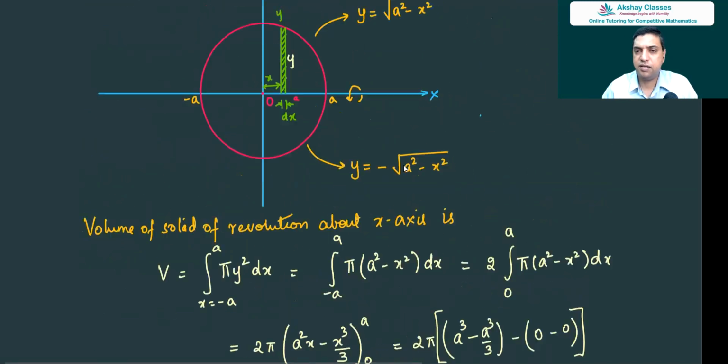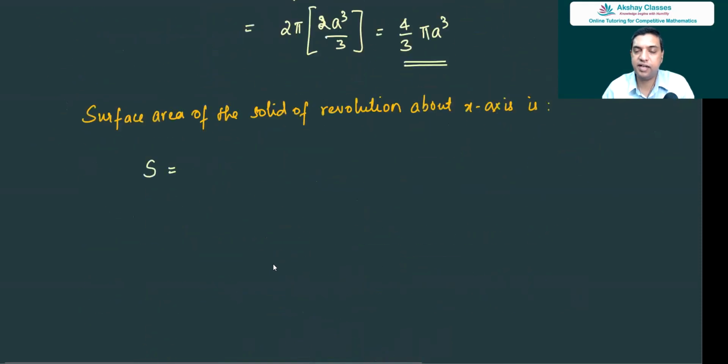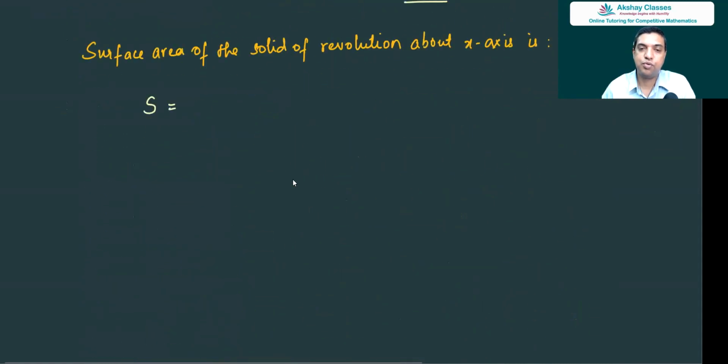2 pi y, but because we are talking about surface area, it's a curved surface area, so we have to take ds. For volume, we take dx, but for surface area, we have to take ds. So 2 pi y ds integrated. Now we have to integrate with respect to x.